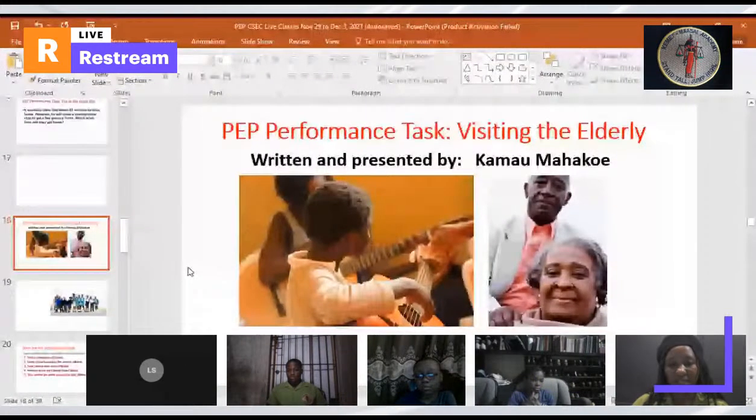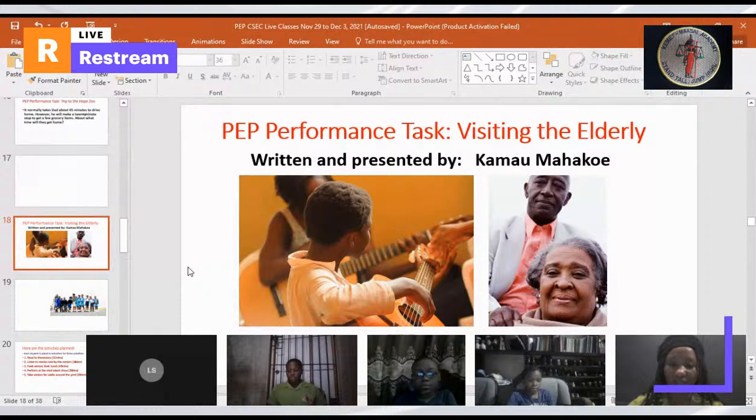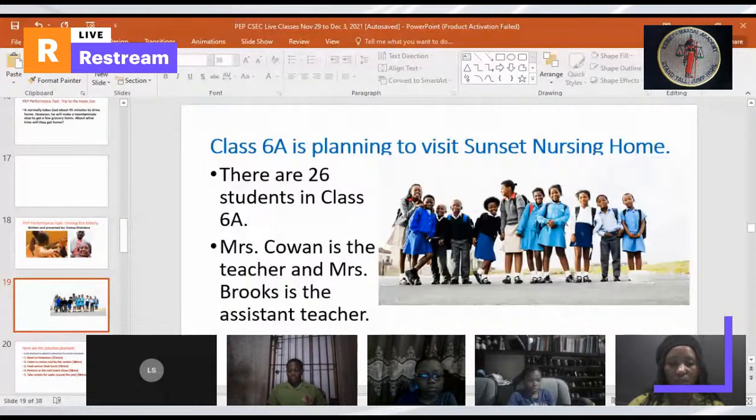PEP performance task, visiting the elderly. Class 6A is planning to visit Sunset Nursing Home. There are 26 students in class 6A. Mrs. Cowan is the teacher and Mrs. Brooks is the assistant teacher.